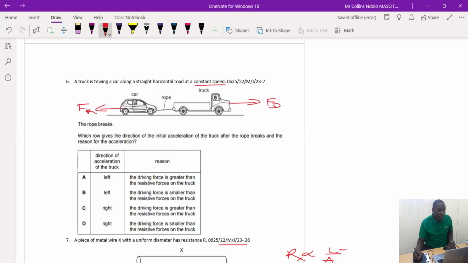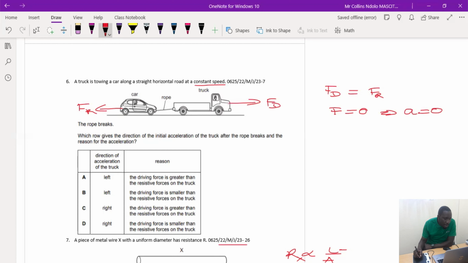When the body is moving at a constant speed, what does it mean? It means that the resultant force is 0. It means that FD must be equal to FR. In other words, the resultant force is 0, and therefore acceleration is also 0. That is what it means.